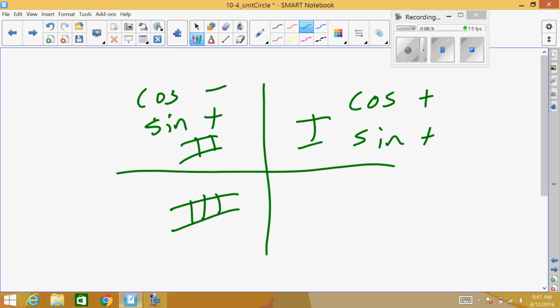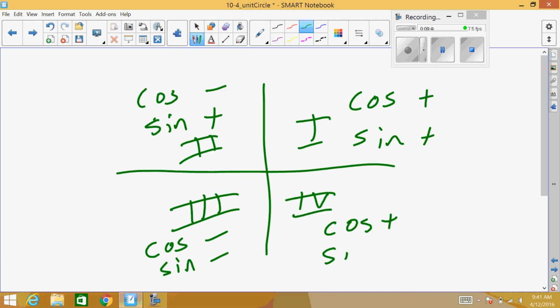Quadrant 3, we're to the left, so our x values, our cosines, are negative. Now we're down, so our y values, our sines, are negative. And finally, in quadrant 4, we're to the right, so cosine's going to be positive again. And sine, we're still down, so our y's, our sines, are still going to be negative. So there we go. That's a breakdown of the unit circle, how we use it. And now we just need to go ahead and apply it to some practice problems on your assignment today.